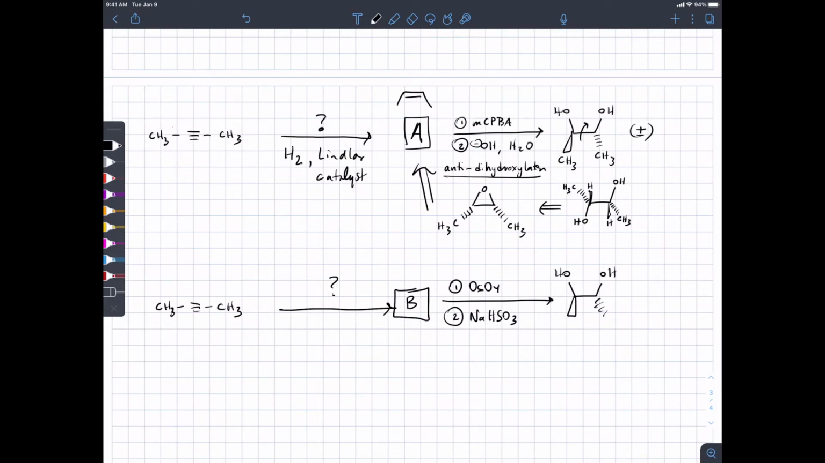Yes? So the anti-dihydroxylation goes through the epoxide step, but the syn doesn't. Yeah, the syn is direct, all in the same step. Yep. Good.